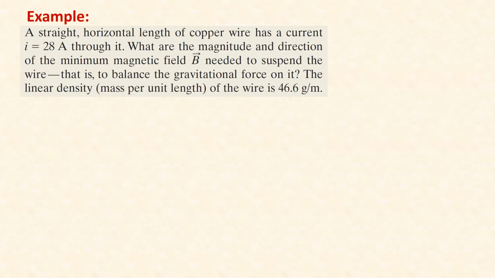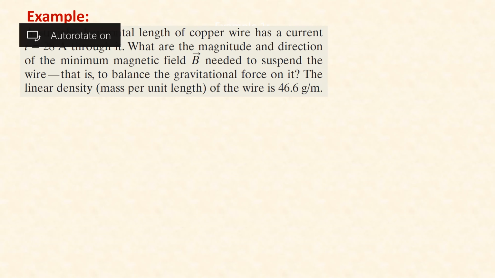Like this: a straight horizontal length of copper wire has a current I equal to 28 amps through it. What are the magnitude and direction of the minimum magnetic field B needed to suspend the wire? That is, to balance the gravitational force on it. The linear density, the mass per unit length, of the wire is 46.6 grams per meter. So we want to see what are the magnitude and direction of the minimum magnetic field needed to suspend the wire.